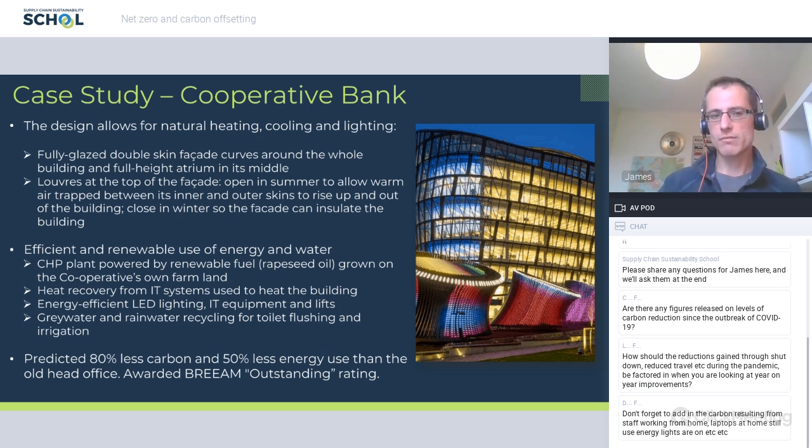And then some of the technologies in the second paragraph: CHP for energy production, heat recovery from IT systems, rather than bringing in new heat, energy efficient equipment, and water as well, grey water and rainwater. And then you can see the outcome at the bottom in terms of the reduction on carbon and energy that was achieved through that. So with the right planning and the right design, it's all achievable.